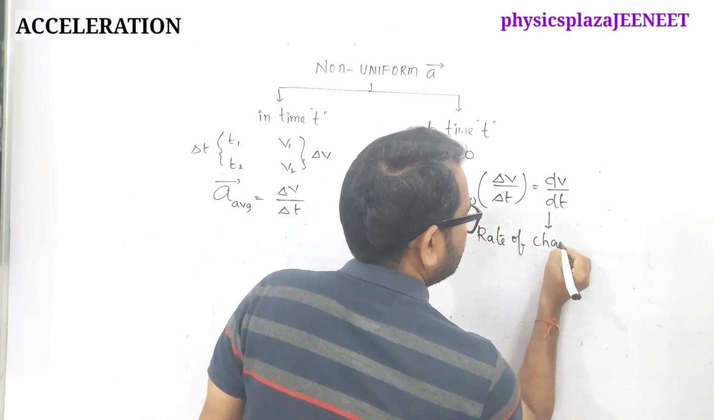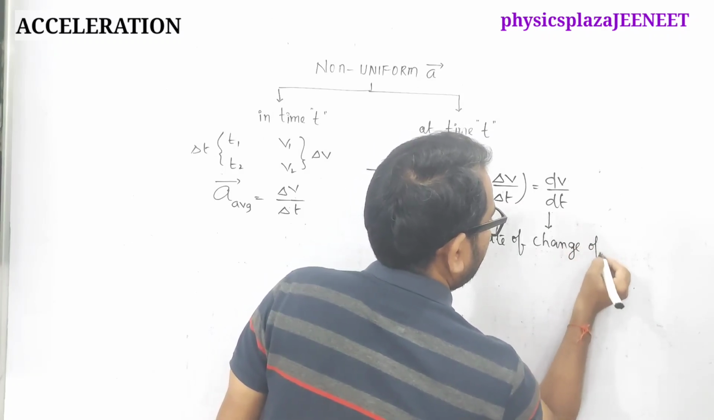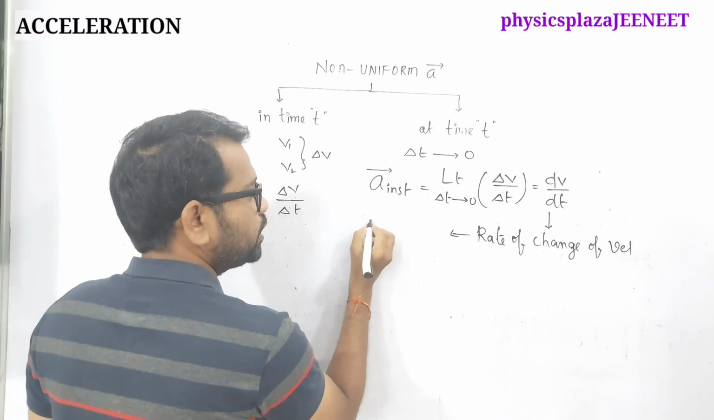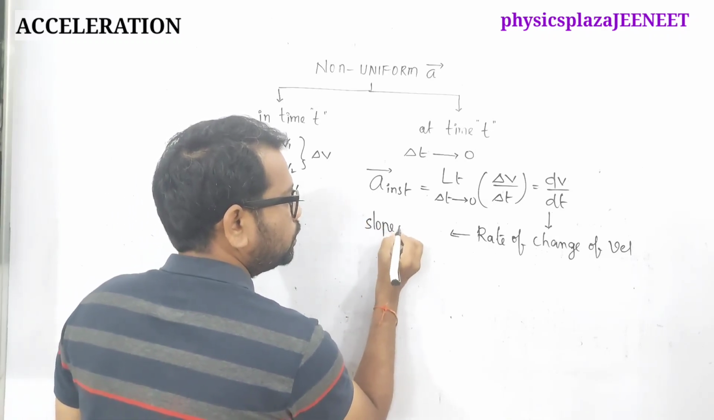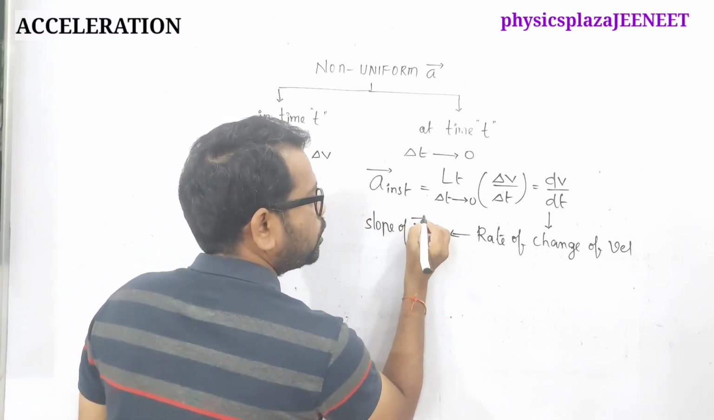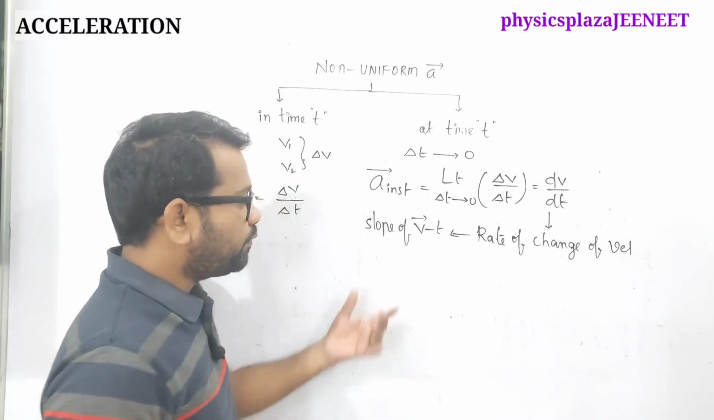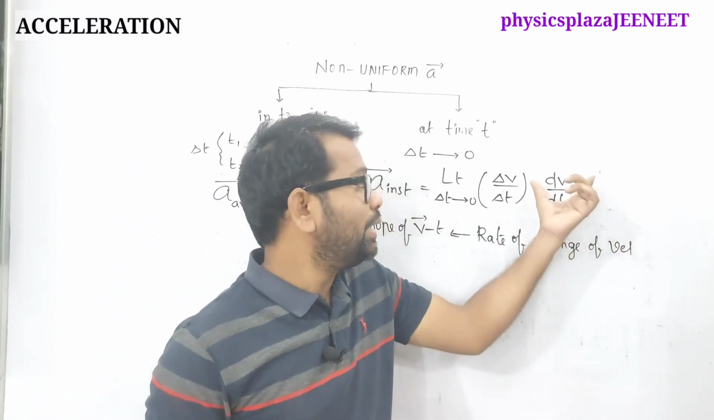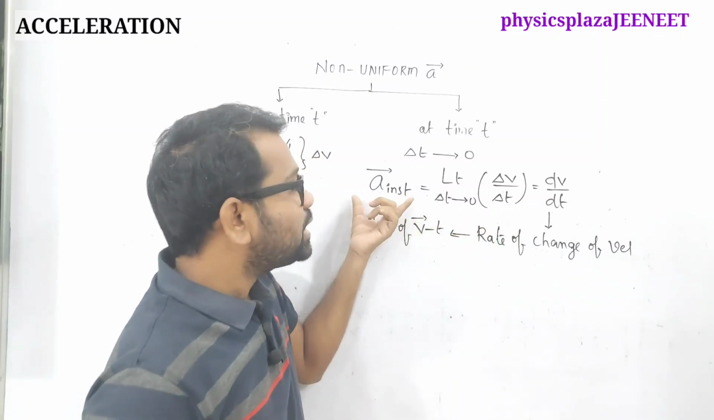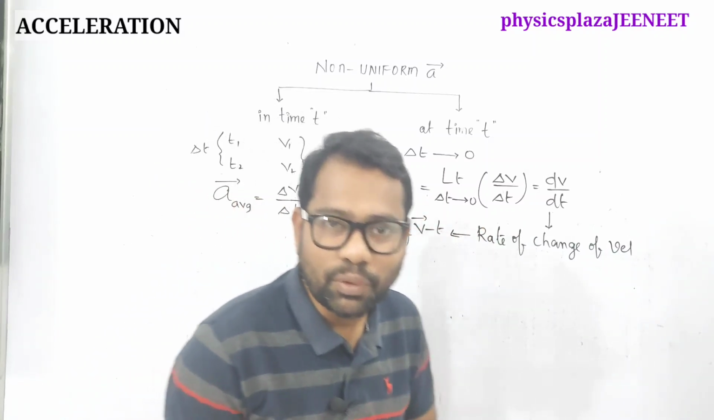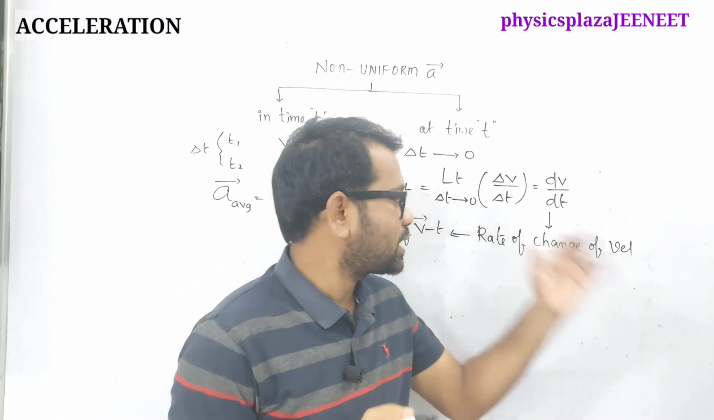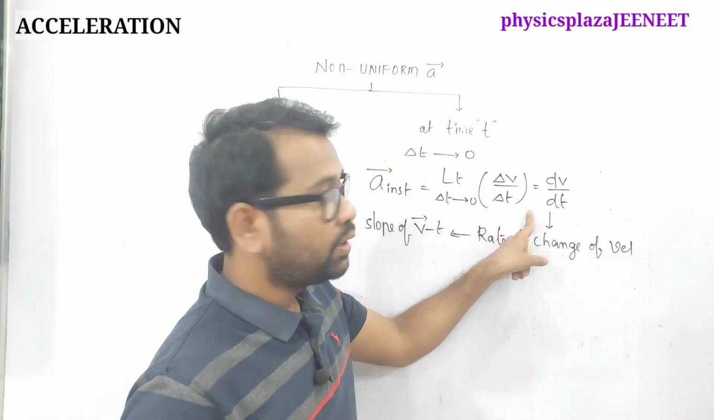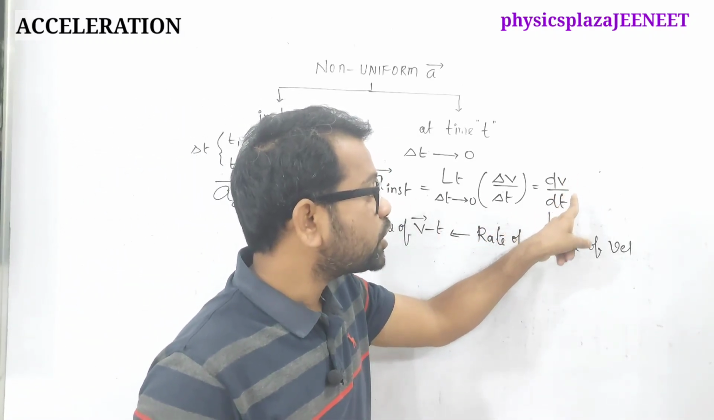So this we can call the rate of change of velocity. Children, it is given by the slope of the velocity time graph. The slope of the velocity time graph gives the rate of change of velocity. It is dv by dt, nothing but instantaneous acceleration. Fine, children. And you can use this formula when the velocity is a function of time.